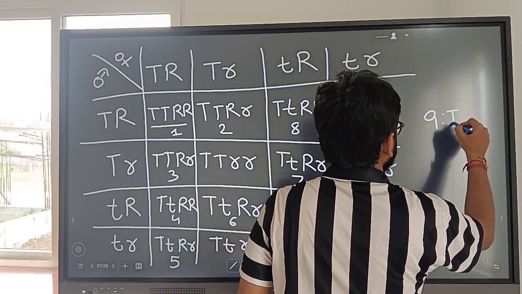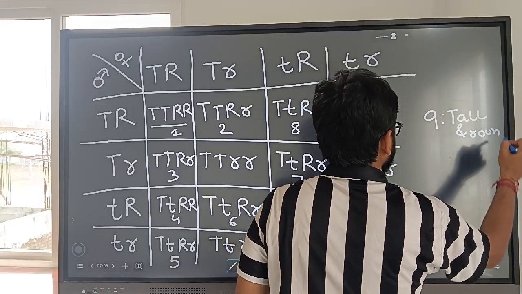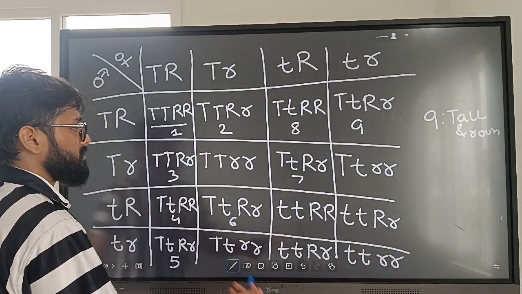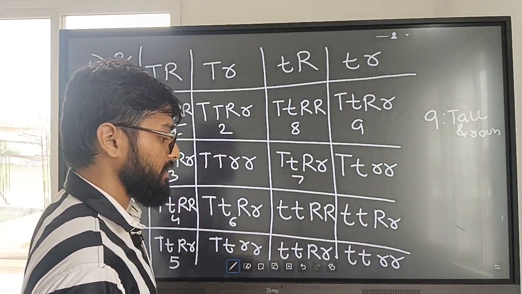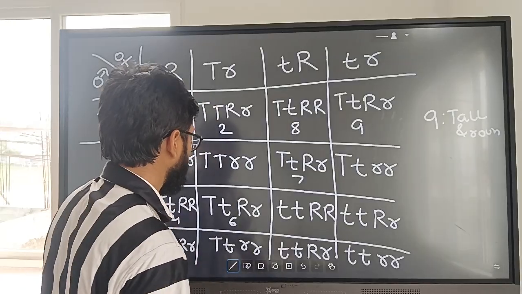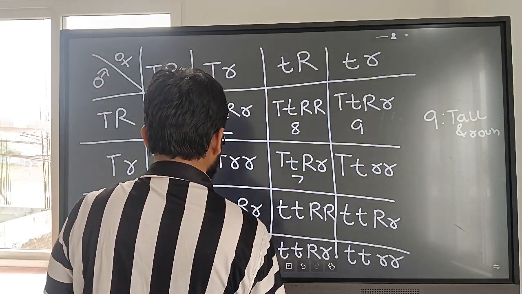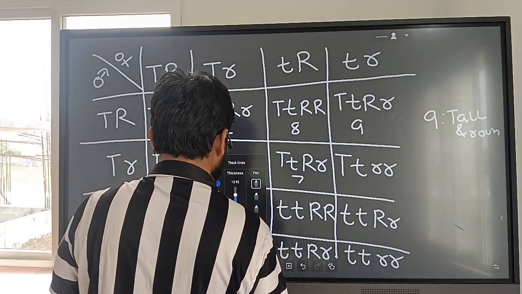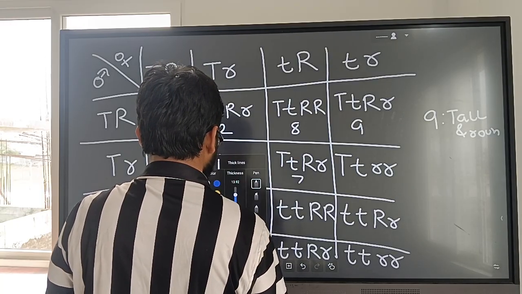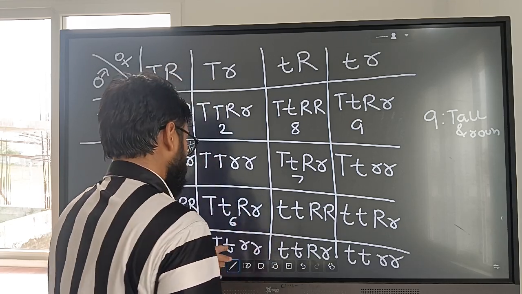Okay, we get 9 tall and round. Okay, now what are the next types? That is, we are going to get tall and wrinkled. Okay, we need to find tall and wrinkled. So tall and wrinkled, let me show it with a different color. This is first, tall and wrinkled.